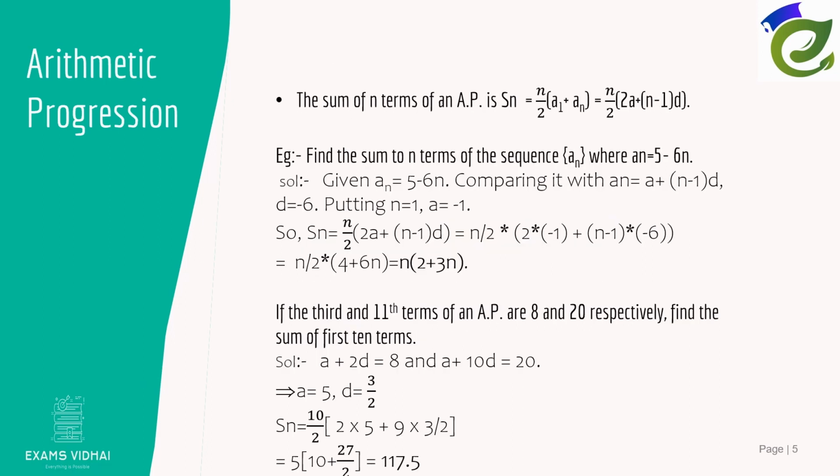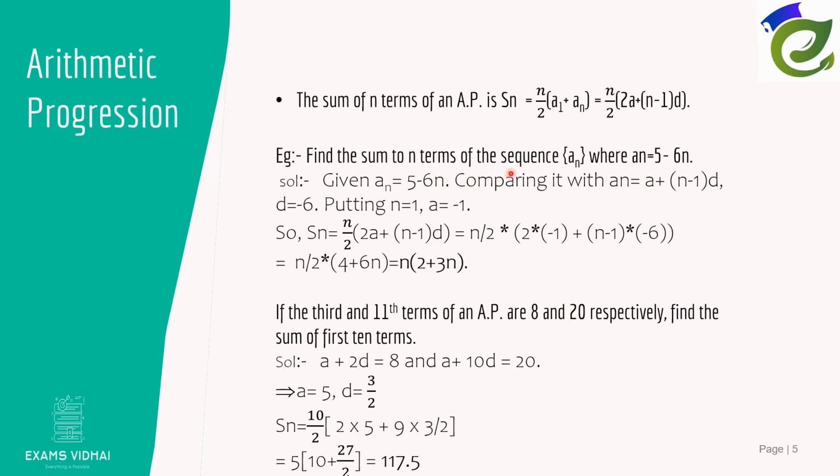Now let's look at the sum of n terms in AP. Sn is equal to n by 2 times a1 plus an. We know that an is equal to a plus n minus 1 into d. Hence Sn is equal to n by 2 times 2a plus n minus 1 into d. Now let's look at an example.